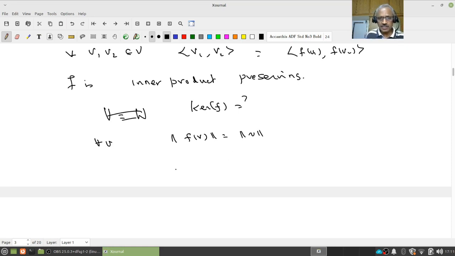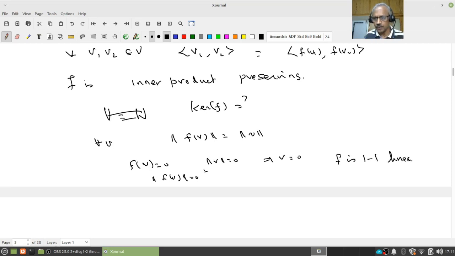This immediately says that if f of V is 0, that is if V belongs to the kernel, then the norm of f of V is 0, therefore the norm of V is 0. That means V is 0. So what can I conclude? If f is inner product preserving, then f is a one-one linear map. Isn't it great?